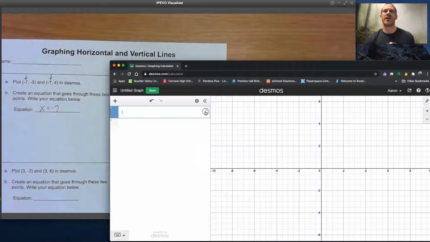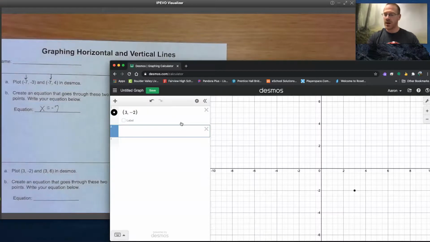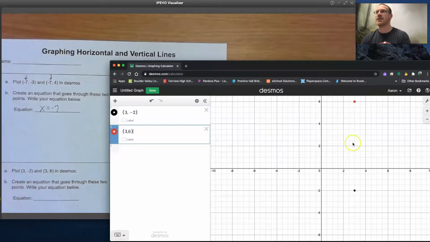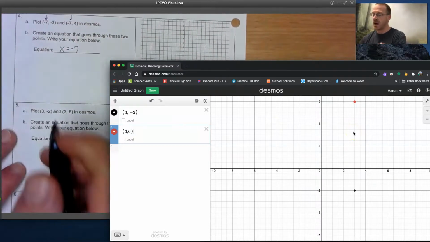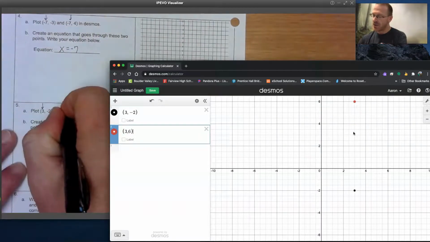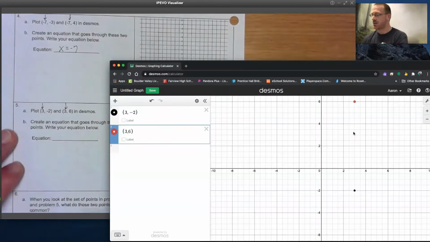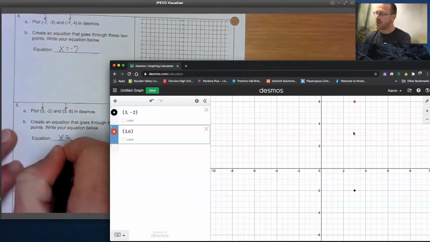Let me go back here and do number 5. We plot the point (3, -2), and we plot the point (3, 6). Once again, we can see these points are vertical. What do these 2 points have in common? They have 3. They have the same x, so for both of these points, x equals 3.